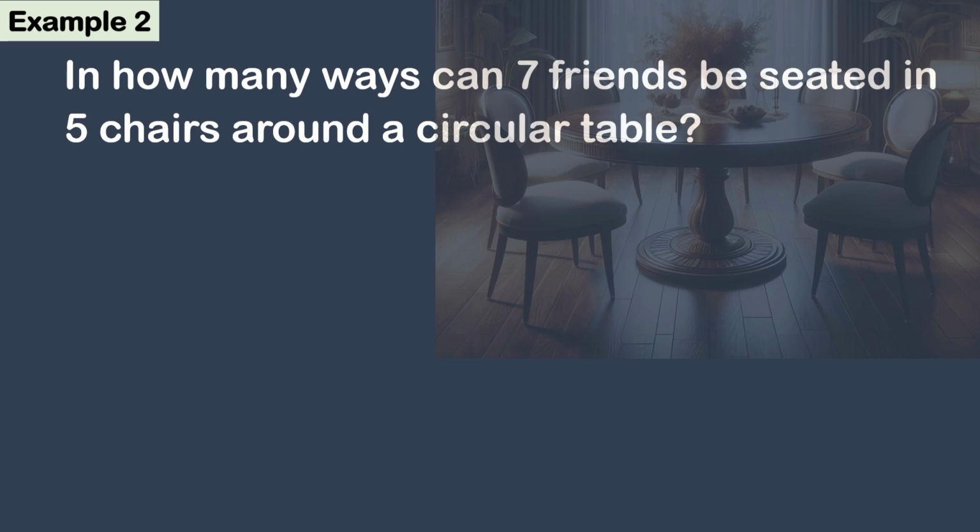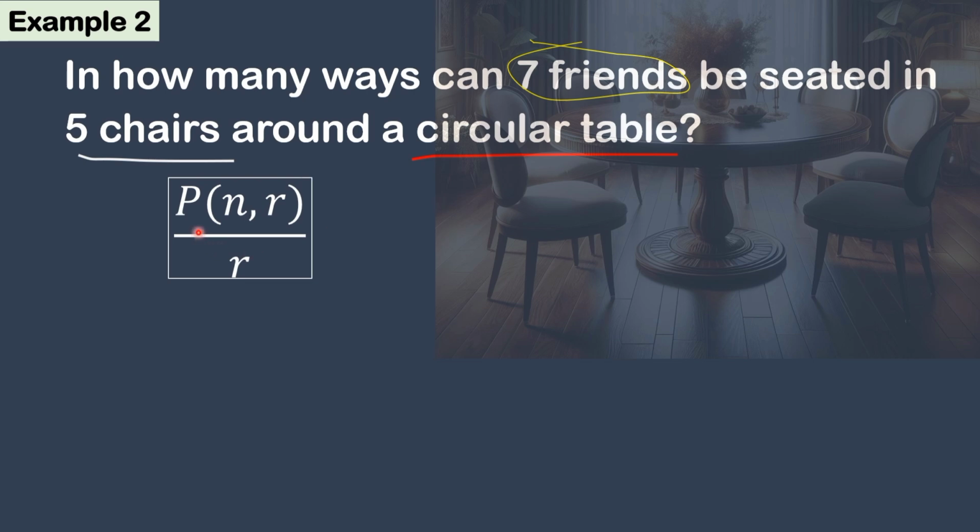Example 2. In how many ways can 7 friends be seated in 5 chairs around a circular table? In this problem, there are only 5 chairs for the 7 friends to be seated around a circular table. The formula to use is the permutation of n objects taken r at a time divided by r. Substitute n is 7 and r is 5.